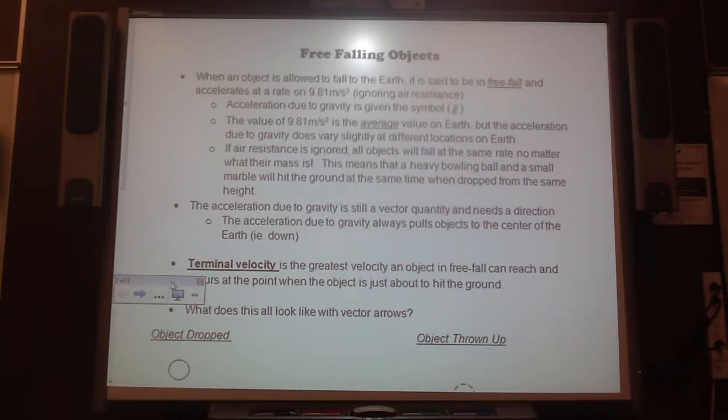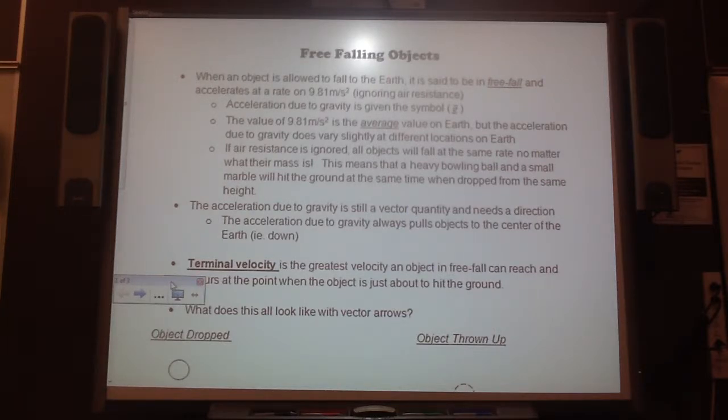So when an object is falling to the earth, it's said to be in free fall. Now we know that the acceleration of gravity on Earth is 9.81 meters per second squared. This is ignoring any air resistance or other factors. Okay? The value of 9.81 meters per second squared is our average value on Earth.